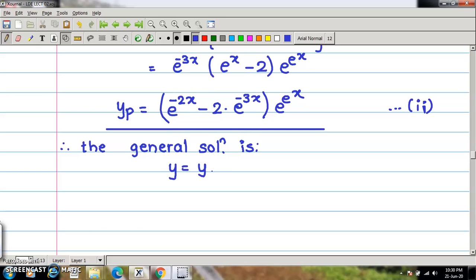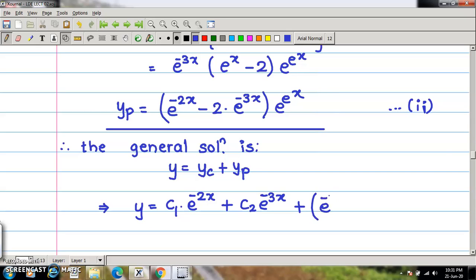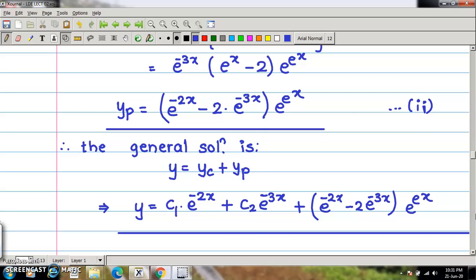y is equal to complementary function plus particular integral. This implies y is equal to c1 e raised to minus 2x plus c2 e raised to minus 3x is your complementary function, and the particular integral is e raised to minus 2x minus 2 times e raised to minus 3x into e raised to x. This is the required general solution. I hope you have understood this.